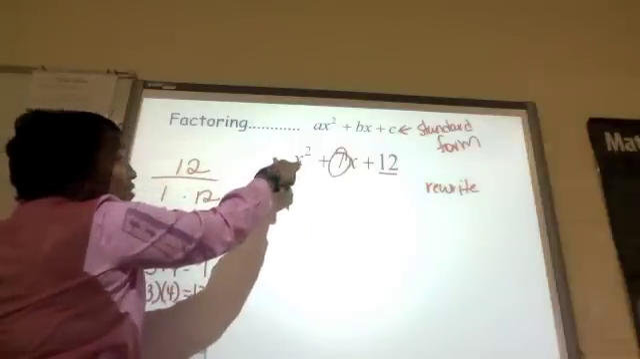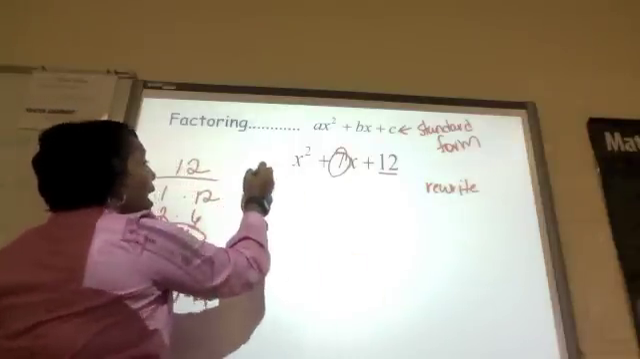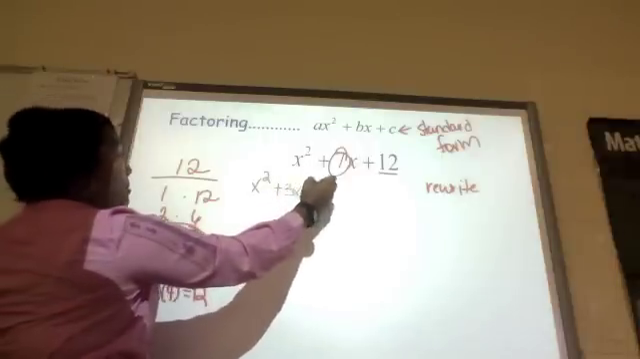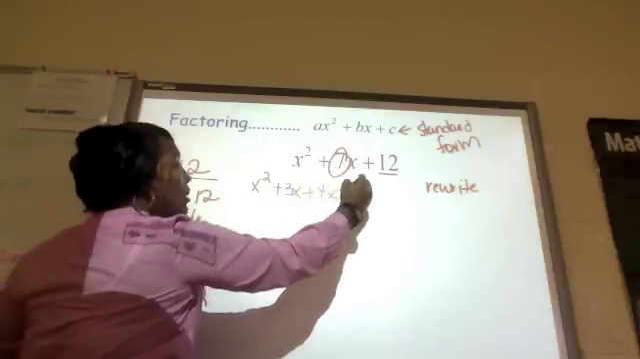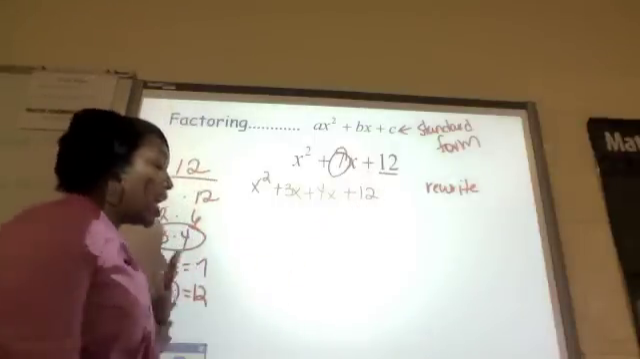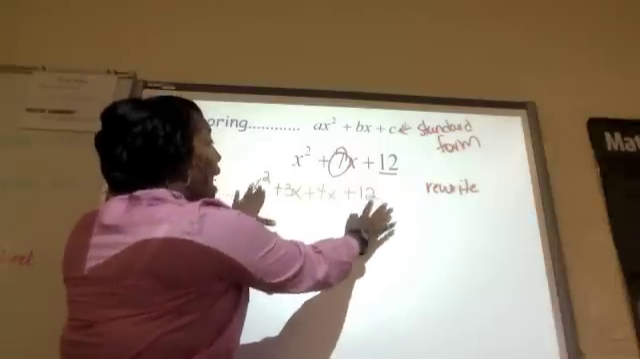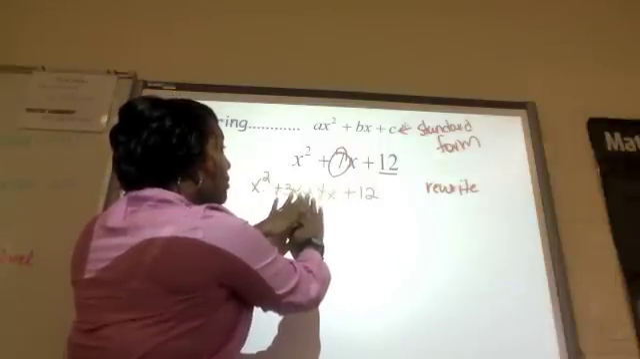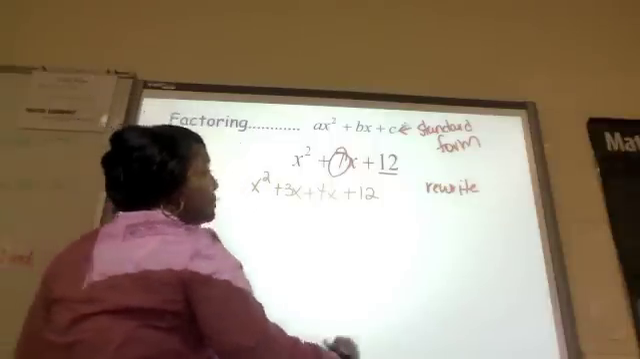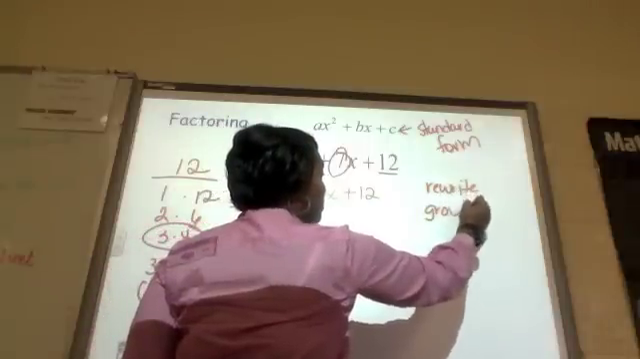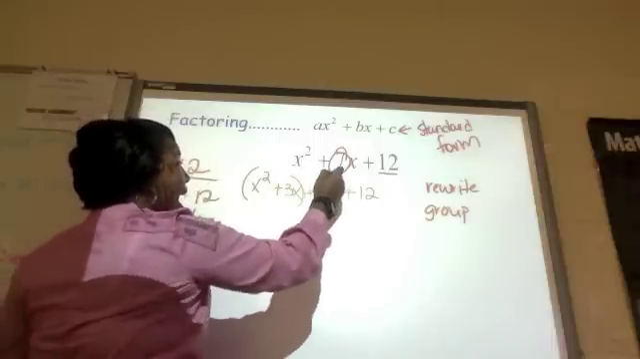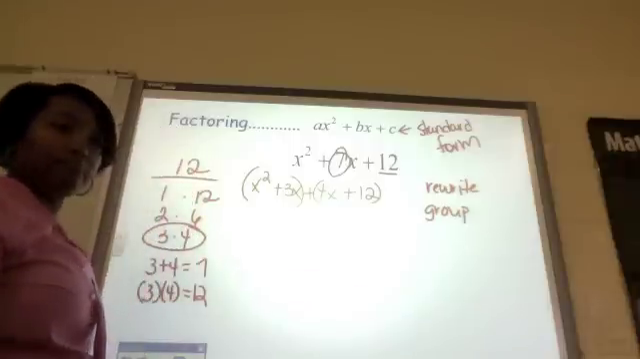I'm going to start with x squared plus 3x plus 4x plus 12. Notice here that I have not solved anything. The only thing that I've done is rewrite the problem. Now, I could actually combine like terms to get what I started out with. Okay? So my next step will be group. And I'm going to group the first two terms and the last two terms.